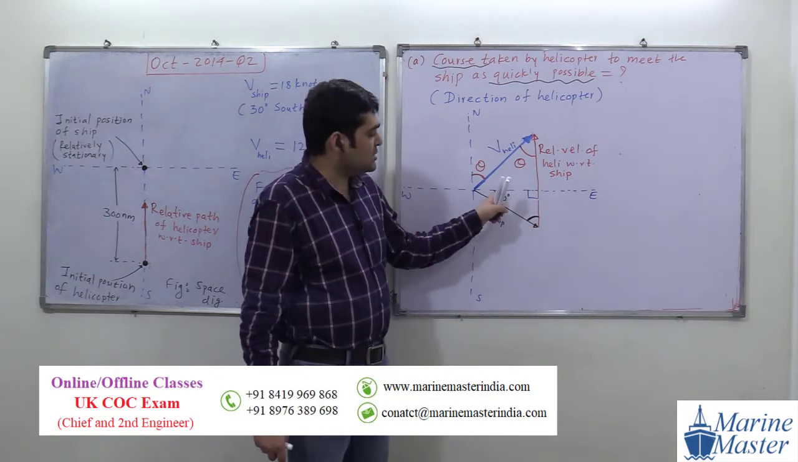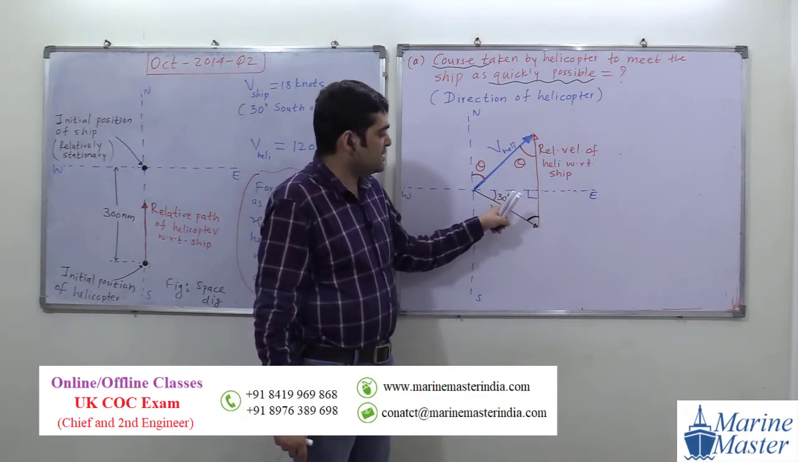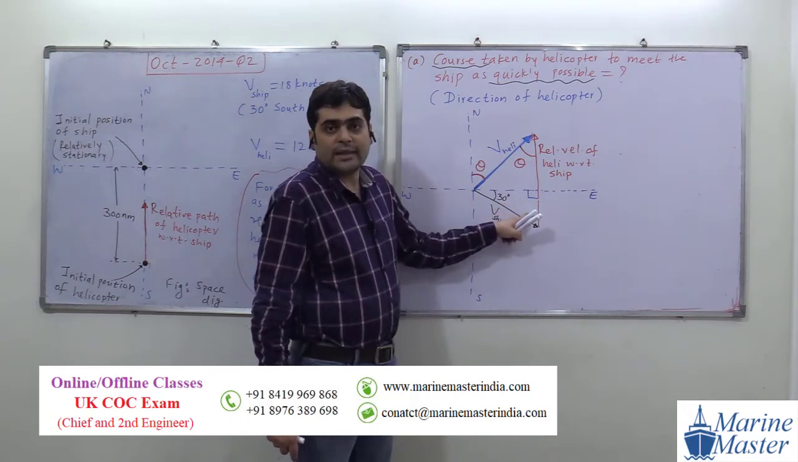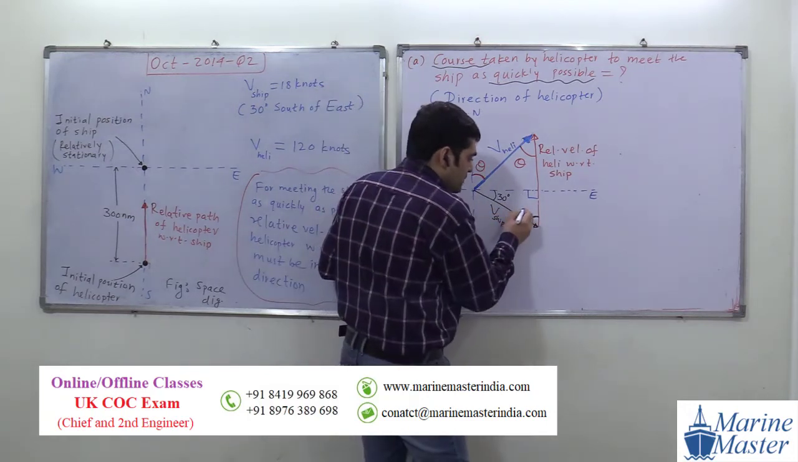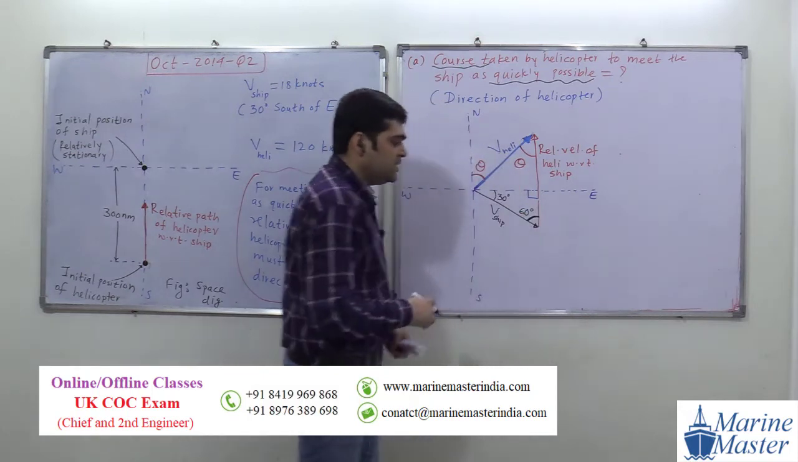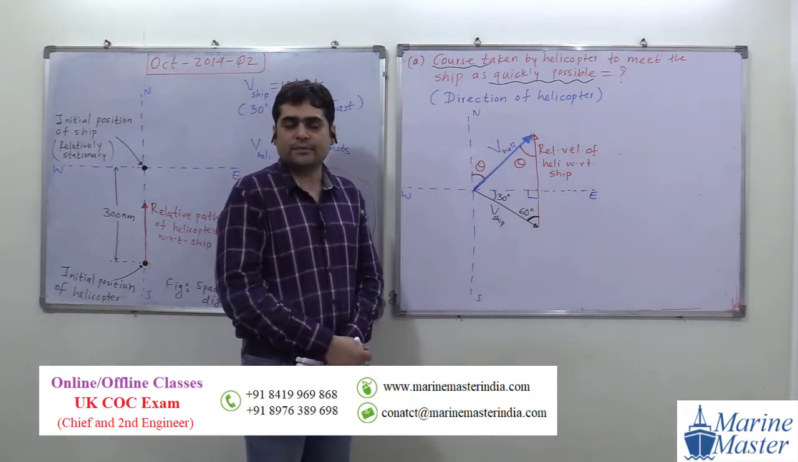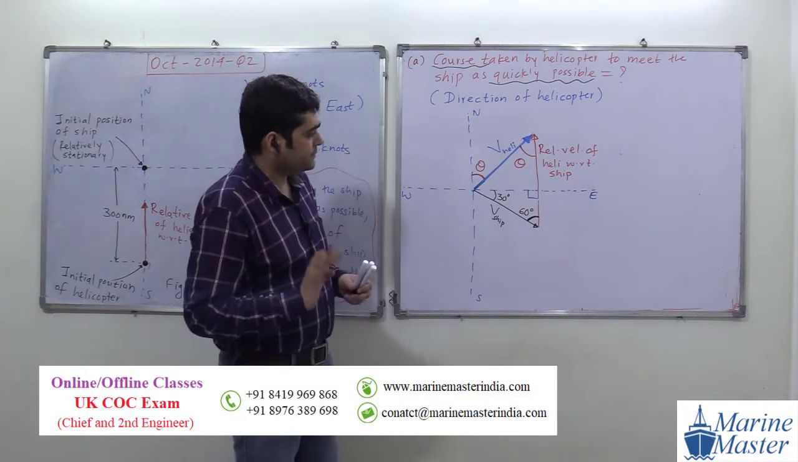So 30 and this is what? These two sums must be 90 degree. So if it is 30, then this will be 90 minus 30, which becomes 60 degree. Anyone have a doubt in this 60 degree, guys? Observe the things here. Okay, good.